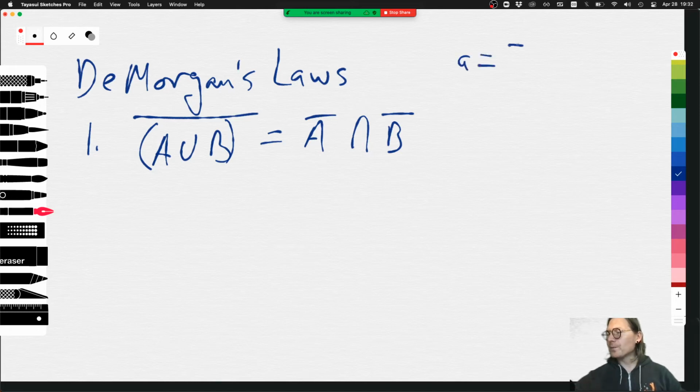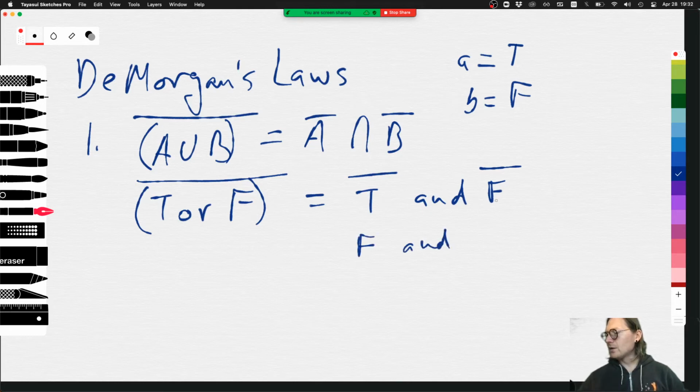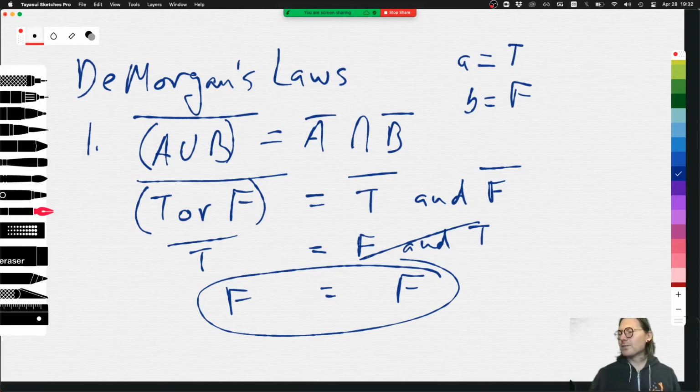We'll do A is true, B is false, and we'll work through it on both sides. So this is going to be true or false, and not to that whole thing. And then we've got not true and not false. Well, let's work through these. Not true, well, that's false. And not false is true. So that works out to false and true. Well, that's false. Let's work through the other side. True or false within here is going to be true. So we get not true, which is false. And we can see that those are equivalent. So that's one of De Morgan's laws, this law up here.